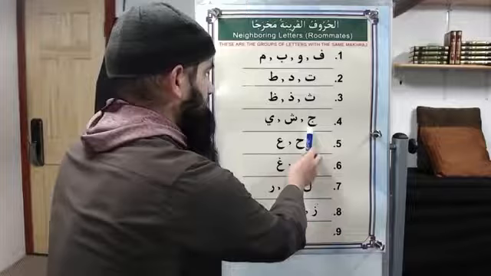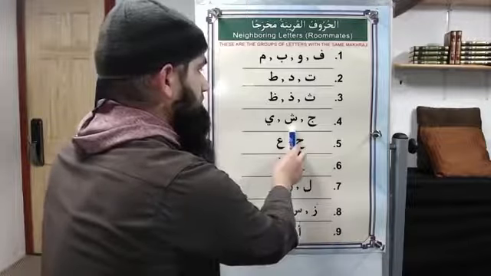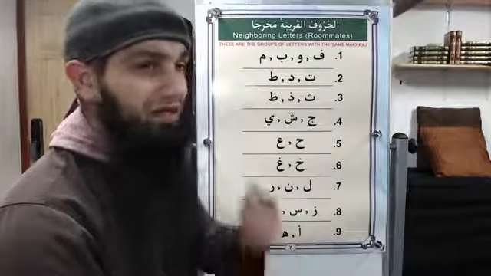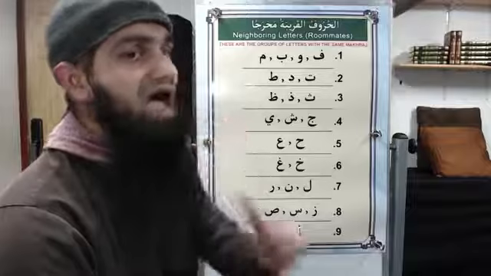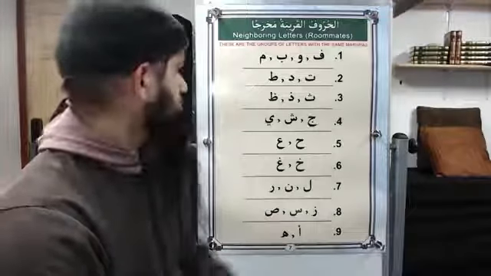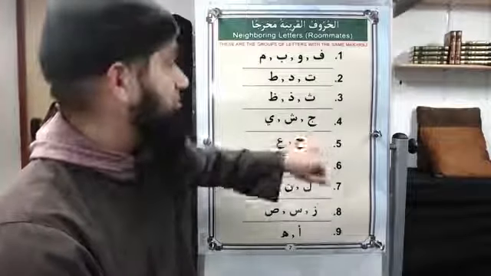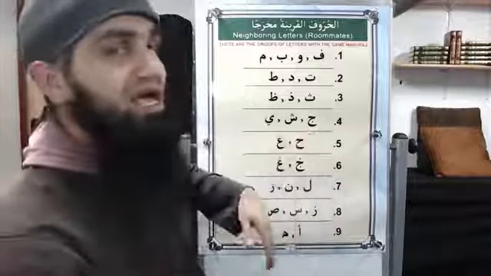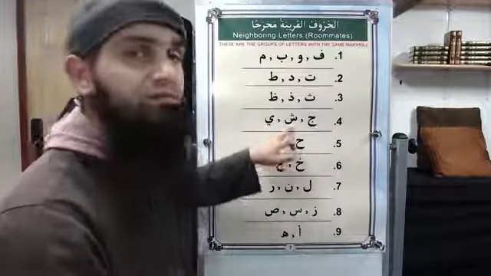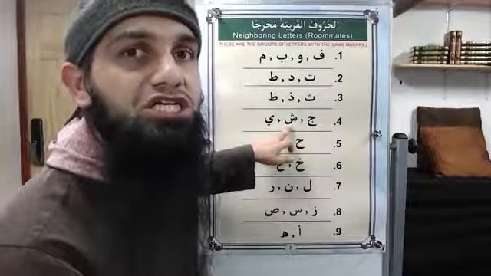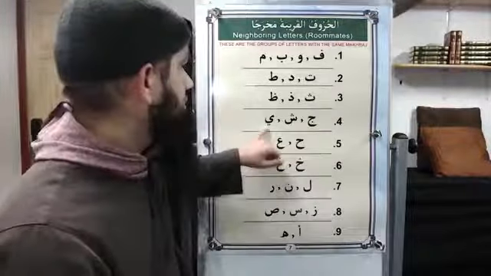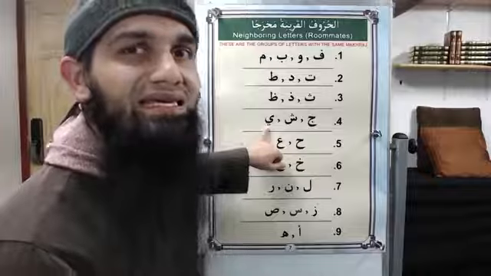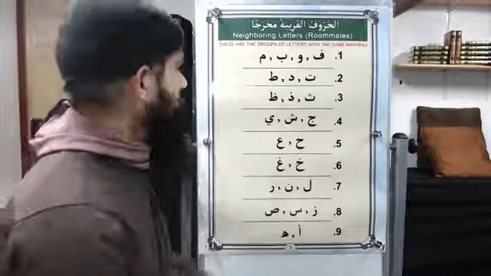Group number 4. Let's pronounce them. Jim, Shin, Ya. They come from the middle of the tongue against the middle of the upper palate. So let's put the A sound before them. Aj. You see, it touches. Ash. It's tight. Ay. It's much easier.